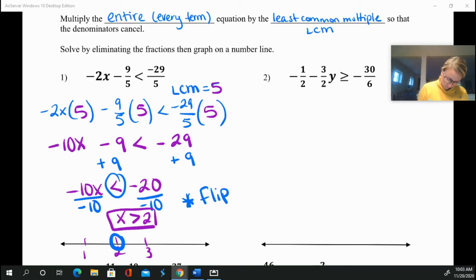It's open at 2. All values greater than, so we shade to the right. Okay, let's recap. First, we found the least common multiple of the denominators. Then multiplied every term times that value. We eliminated the fractions and then continued to solve.